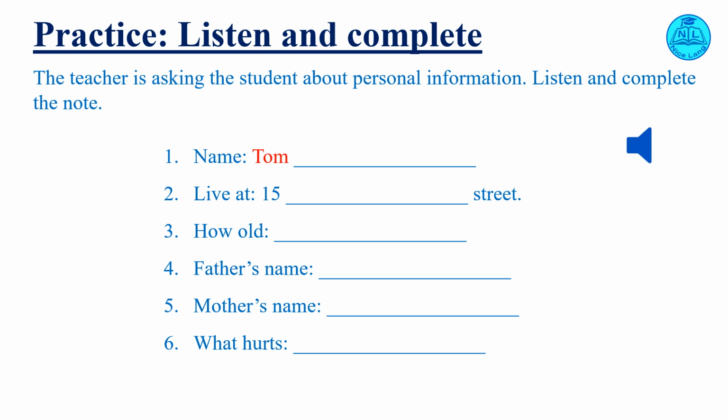1. Hello, Tom. Can I ask you some questions? All right. What's your family name? Hill. Can you spell that? H-I-L-L. Thank you. 2. And where do you live, Tom? 15 High Street. Can you spell high, please? H-I-G-H.